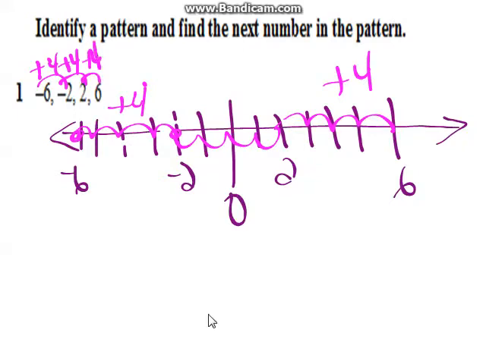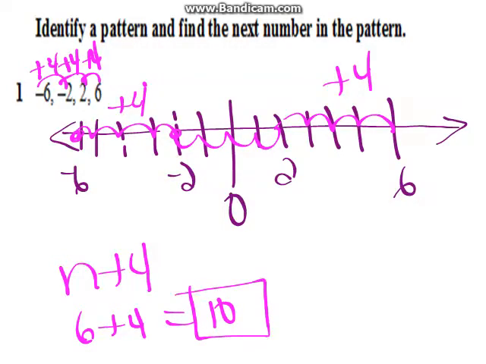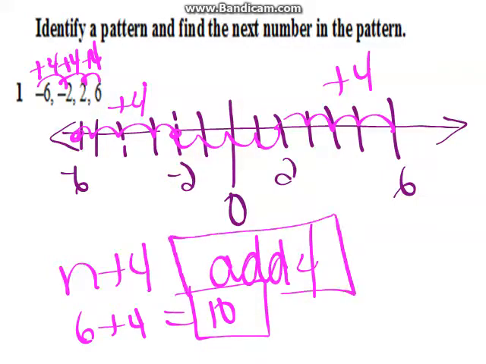So for all the patterns, each time we're taking the previous number and adding 4. So to go to the next number in the pattern, our last number was 6, we're going to add 4 to that, and we're going to get 10. So our pattern is to add 4 each time, and our next number in the sequence would be 10.